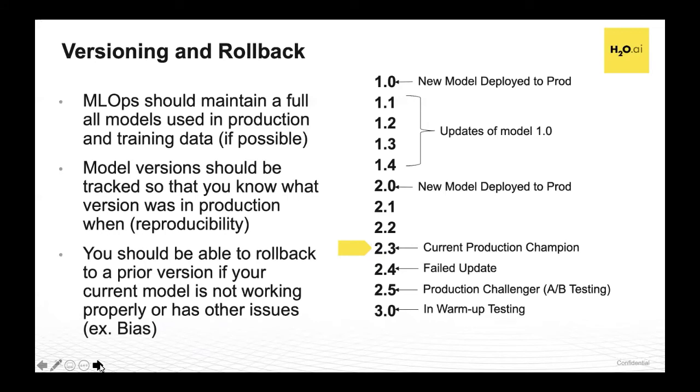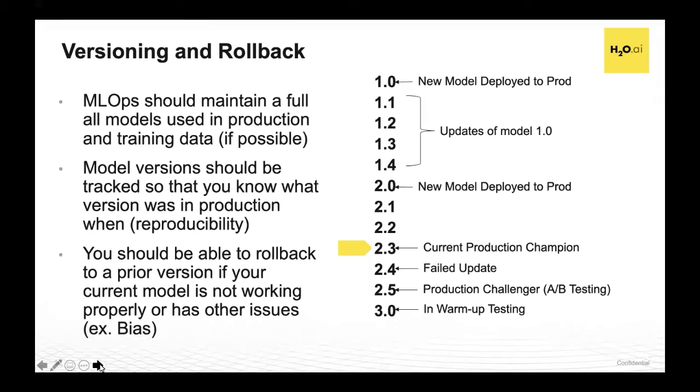That is useful information. I tried to update the model. I tried to put this into production, or I brought this model in and I was going to update it, and it didn't succeed. So I introduced 2.5, or maybe I fixed 2.4 and introduced 2.5, which I'm now running in an A/B test with my current production model. Not only that, I have 3.0, a new model, maybe retuned, maybe a brand new algorithm, that I am warming up right now.